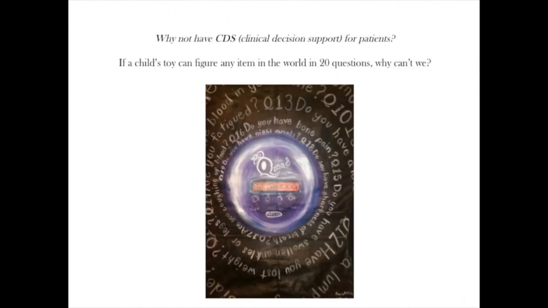Okay, that's a 20Q ball. Who's played with the 20Q ball? It's a toy. It's an amazing toy. You must have played. Oh, I see a few hands. Okay, so the 20Q ball is spectacular. It's a toy that's loaded with a mathematical algorithm, an auto taxonomy, and a dictionary.